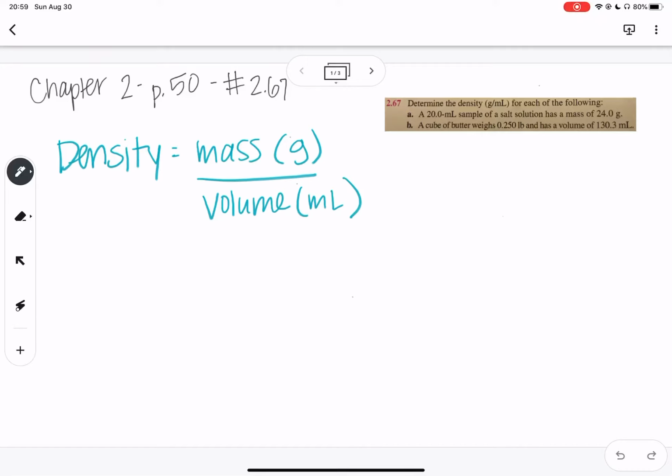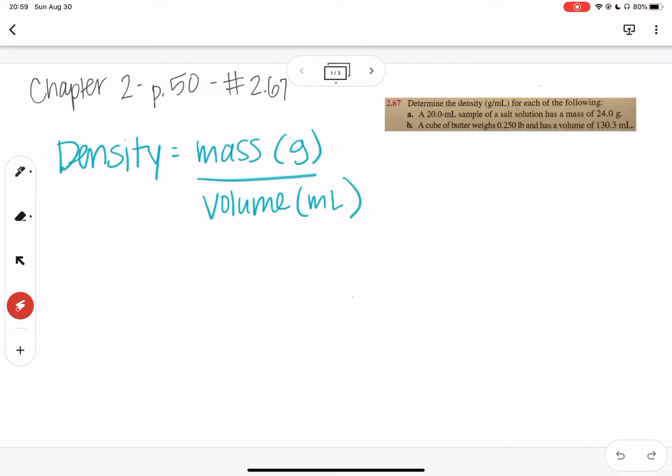Hi Cougars, in this video I want to go over some problems related to density, and I'm going to start with number 2.67 on page 50 in chapter 2.